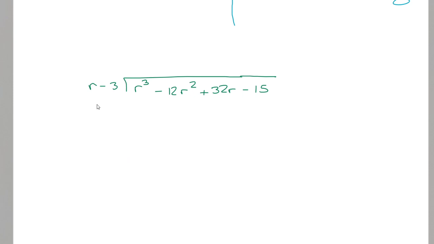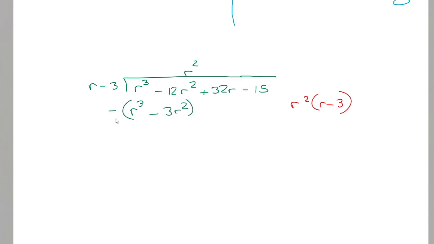Okay. So again, focusing on the variable, your first term in the binomial, the r, you have to ask yourself, looking at your first term underneath the division symbol, what do I have to do to the r cubed? How do I get from r to r cubed? I need to multiply r by r squared. And then you're going to do that to each term in that binomial. So you're going to do r squared times r minus 3, multiply. And when you multiply r squared by r, you get r cubed. And when you do r squared times negative 3, you get negative 3r squared.